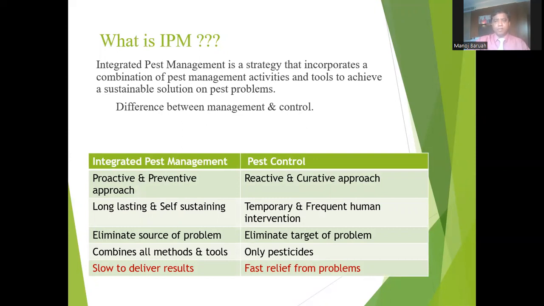Pest control is temporary because we have not solved the root cause of the problem. So the problem is going to occur again, the complaint will come again. But in IPM, in the case of the rodent, if the hole is not sealed, the rodent will come again. But if we seal the hole along with the treatment, the result will be long lasting and self-sustaining. In pest control, we put more emphasis on the target, but here we eliminate the source of the target.